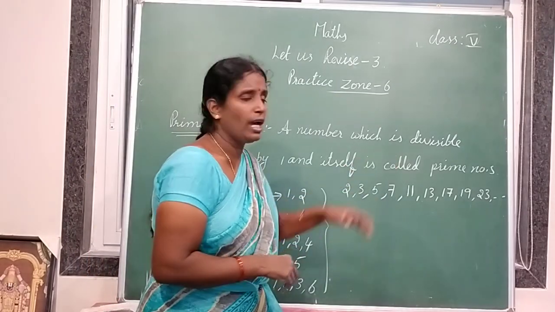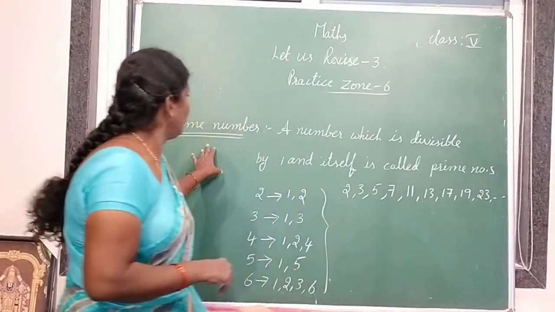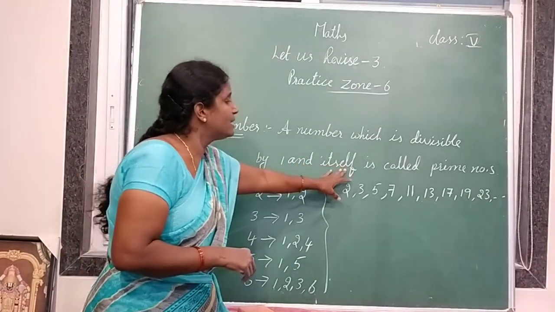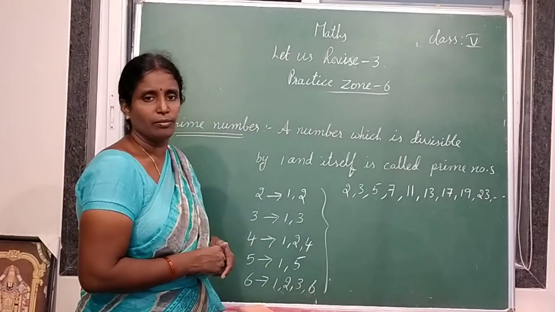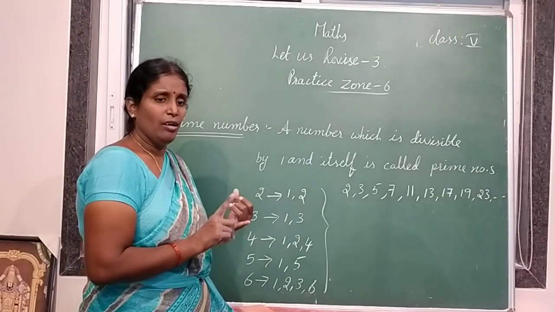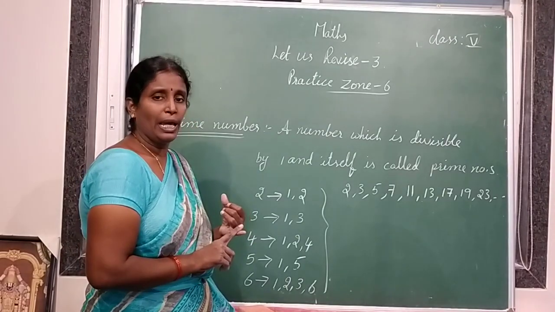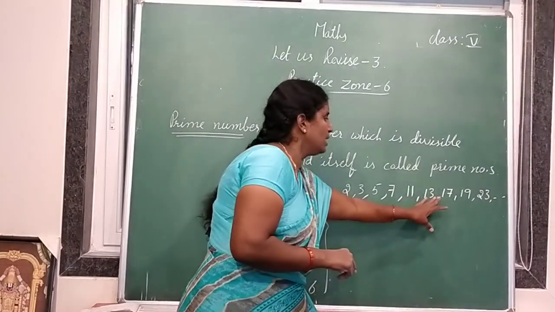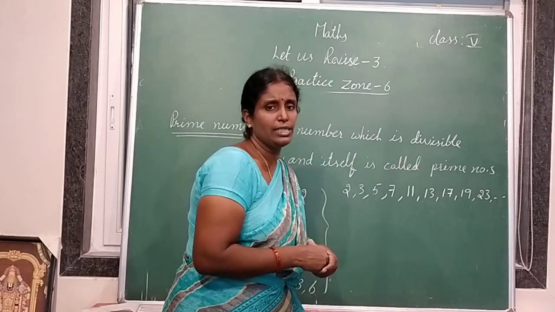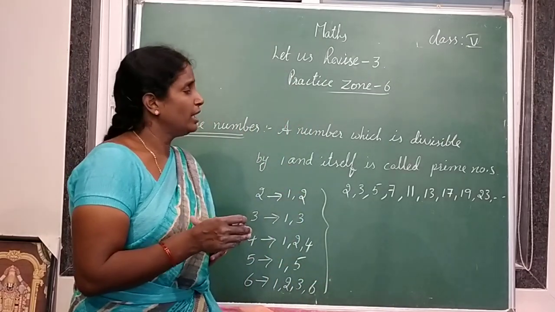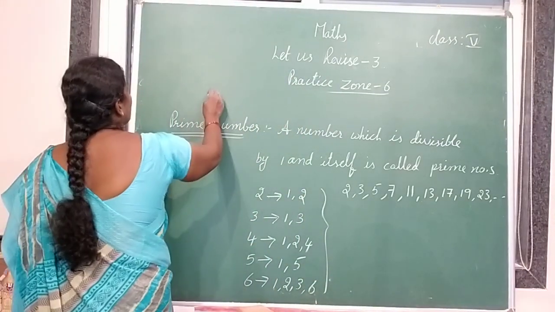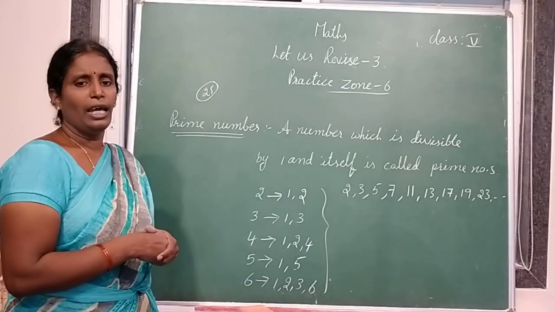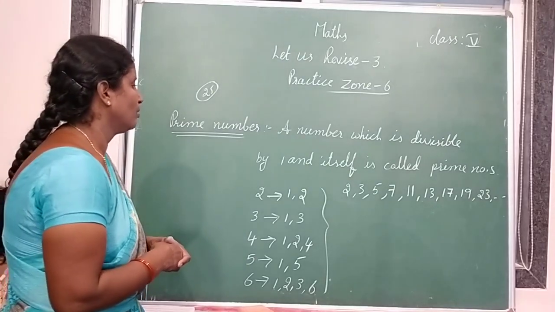Not only these, more are there. So what is a prime number? A number which is divisible by 1 and itself is called a prime number. Here 2, 3, 5, 7, 11, 13, 17, 19, 23, 29, 31. Like that, totally 25 prime numbers are there up to 100.